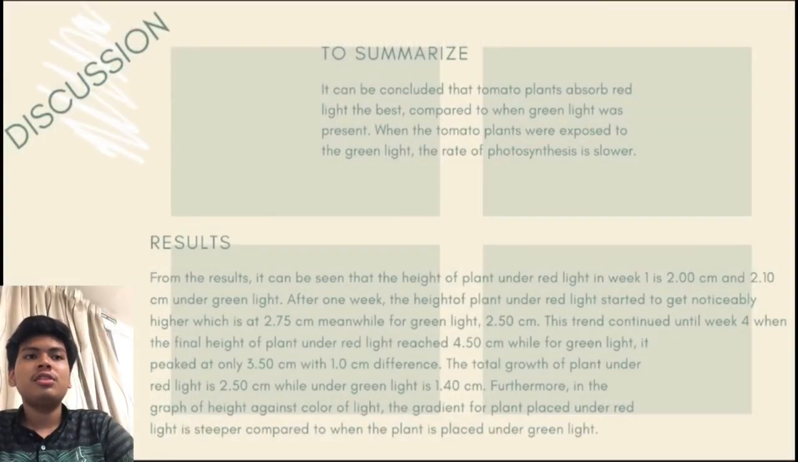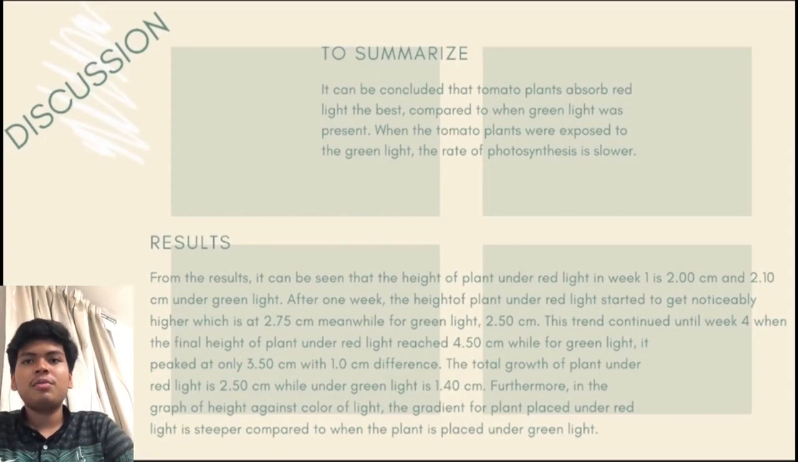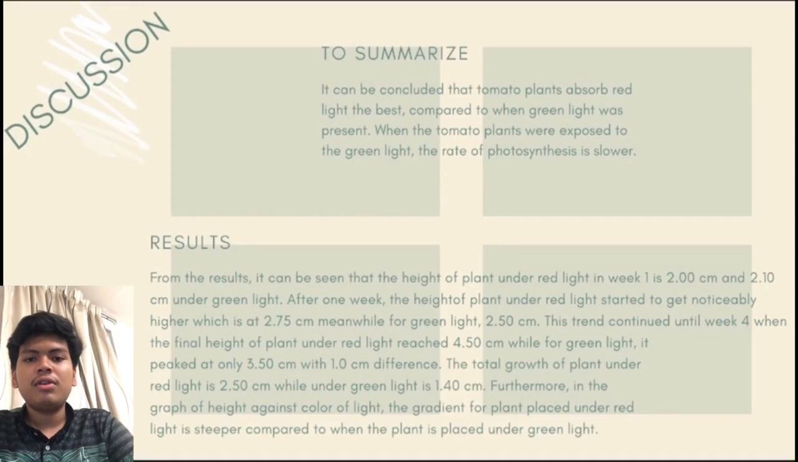Okay, we proceed to discussion. To summarize this experiment, it can be concluded that tomato plants absorb red light the best compared to green light. Then we can conclude the rate of photosynthesis in red light is greater than green light.